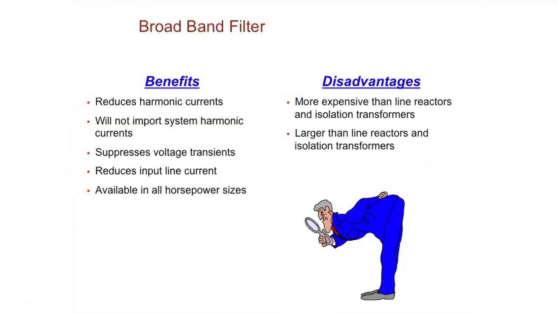Benefits: reduces the harmonic currents. Will not improve the system currents, so it won't do anything for the overall system. Reduces the input line currents and is available in all horsepowers and all sizes. It's more expensive than a line reactor or isolation transformer. Typically any filter solution is going to be more pricey than the rest of them.